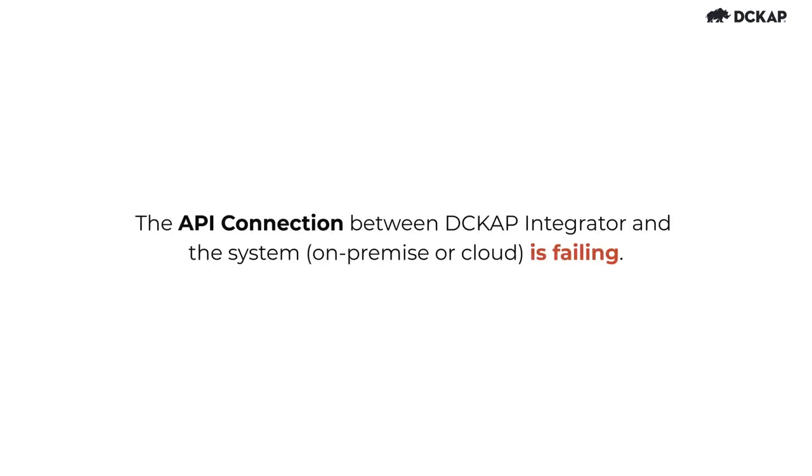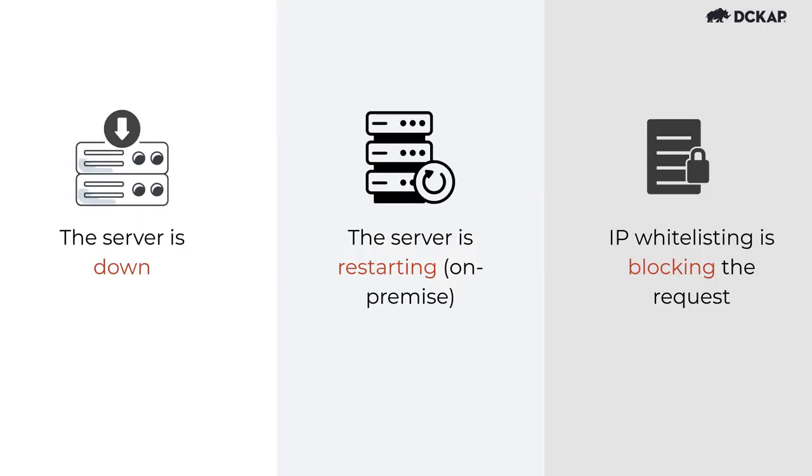Connection problems mean the API connection between DCKAP Integrator and the system, on-premise or cloud, is failing. This can happen if the server is down, the server is restarting, or, on-premise, IP whitelisting is blocking the request.